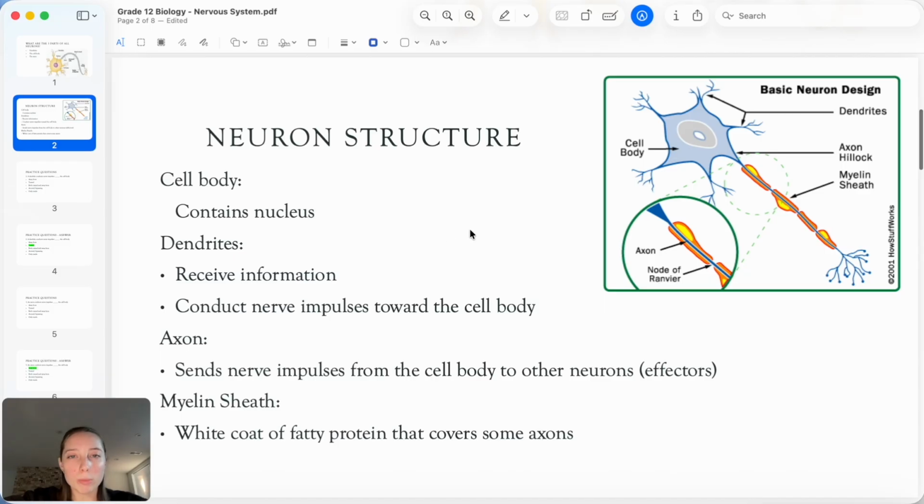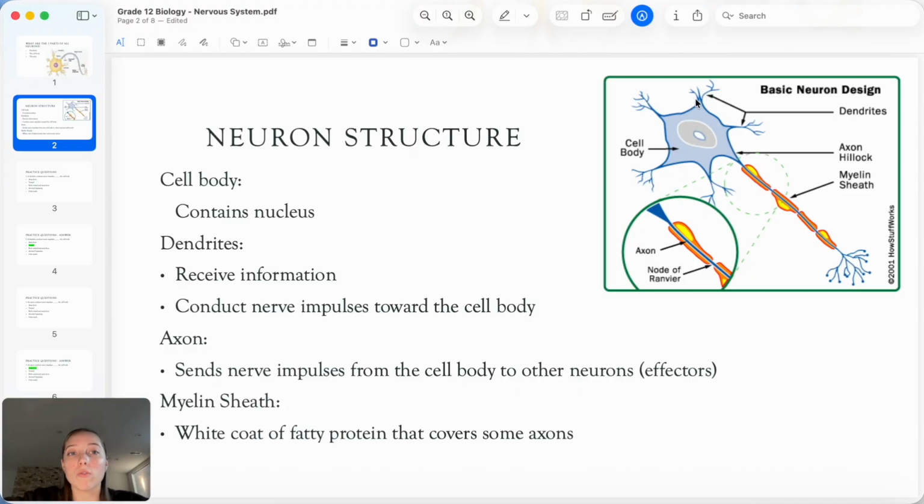So to go into a little bit more detail as to what these structures do and how they work together, we'll start with the cell body. It contains the nucleus, which is pictured here in gray, and you may know this from previous courses in biology, but I'll go over it with you again. The nucleus contains the genetic information for the cell. So that's where you can find its DNA, its genetic code.